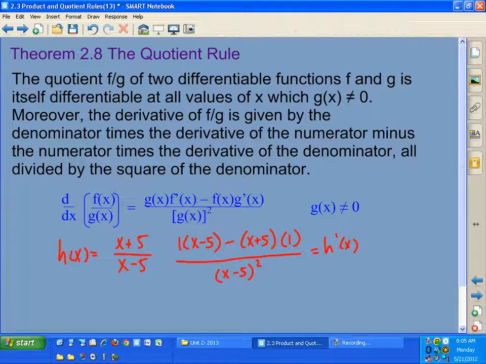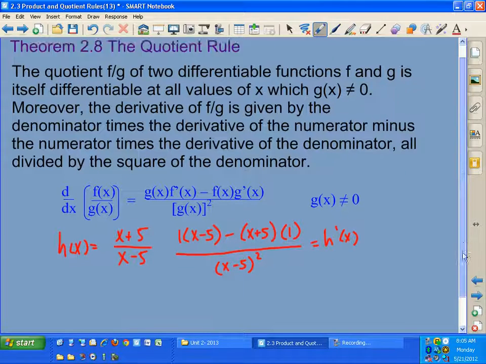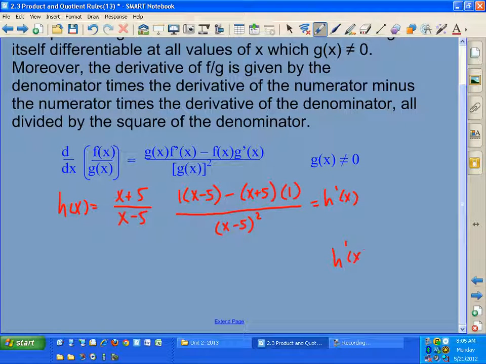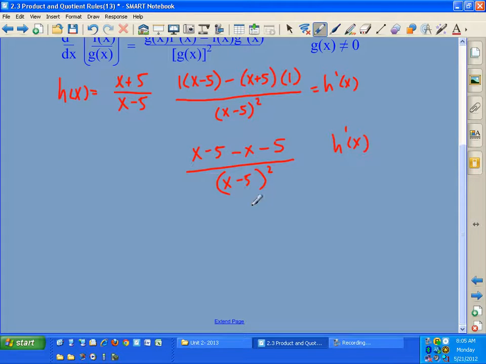Moving down here, h prime of x will equal x minus 5, and if I distribute the negative, I get negative x minus 5, all over x minus 5 squared. No need to multiply out the bottom part. We can just leave it like that; it'll be more useful to leave it in factored form. You'll see the x's cancel out, so I'm left with h prime of x is negative 10 over x minus 5 squared. That's what we're looking for when we take the derivative of this quotient.